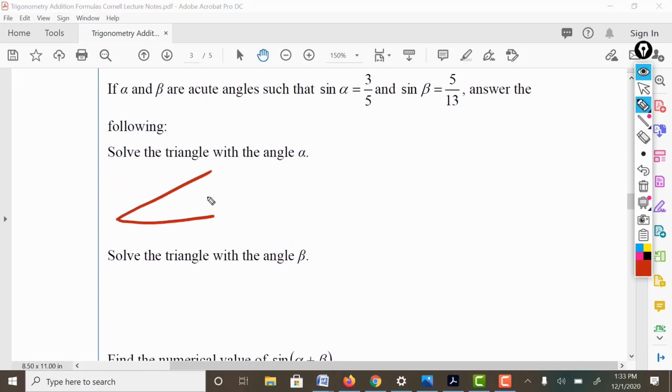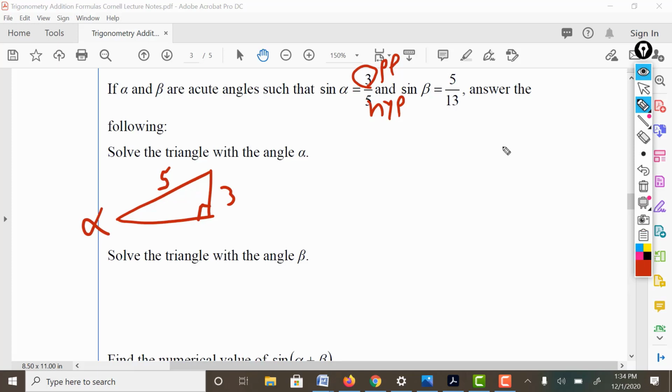So here is a triangle for alpha, a right triangle. Try to draw the best you can as a right triangle. Here's angle alpha. Recall that sine is opposite over hypotenuse. So the opposite in this case will be 3 and the hypotenuse will be 5. The hypotenuse being the longest side of the right triangle, opposite of the right angle.